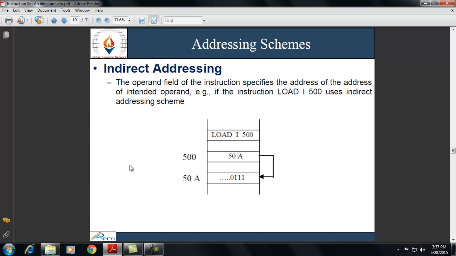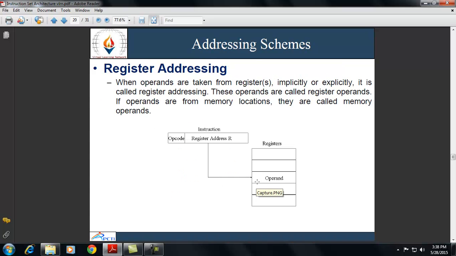Indirect addressing means the instruction contains the address which contains another address from which the operand can be fetched. You can see the operand field of the instruction specifies the address of the intended operand, that is, if the instruction load 500 uses the indirect addressing scheme, that means 500 is an address which contains another address, that is 50A, and at 50A we will find the value of the operand. This is direct addressing and indirect addressing in the case of memory addressing.